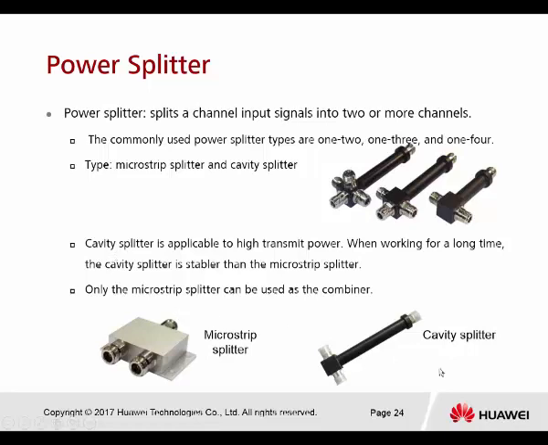The cavity splitter is applicable to high transmit power. When working for a long time, the cavity splitter is more durable than the microstrip splitter, so this is the most recommended one to use. Only the microstrip splitter can be used as a combiner. What does this mean? This means it can work in the reverse way.